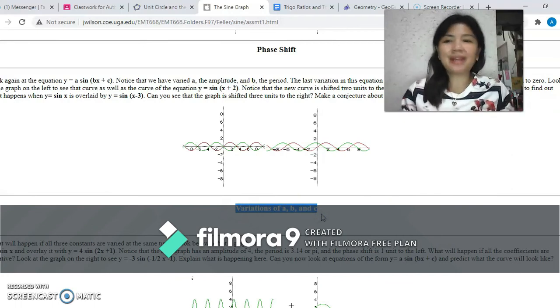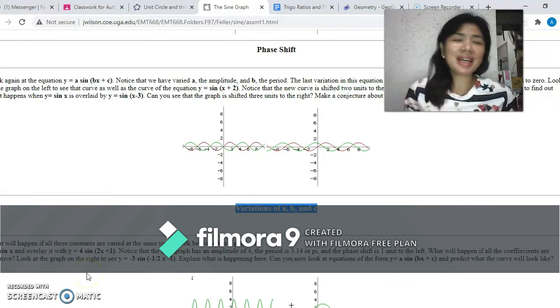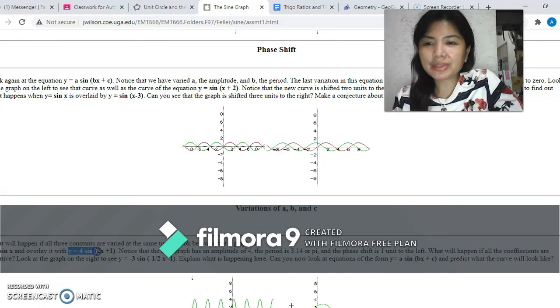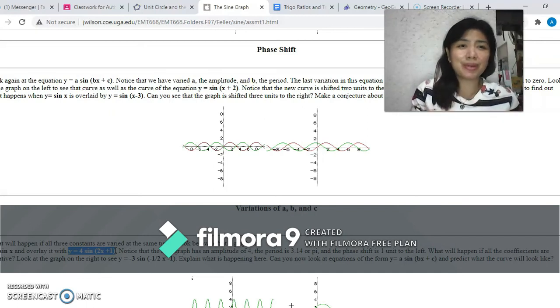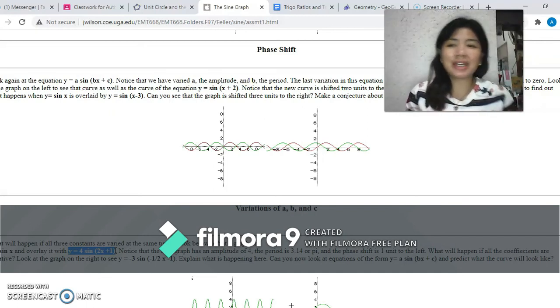If we combine them, can you predict how the sine graph will look? For example, this one. Let's just decipher it together without using GeoGebra first. Let's decipher it offline.